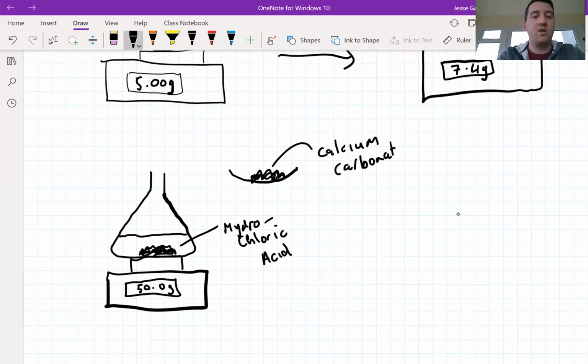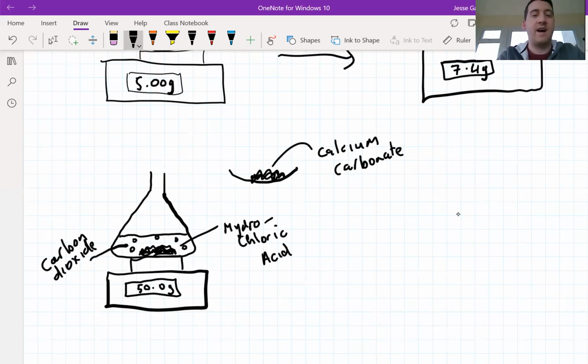Now, during this reaction, what we're going to actually get when the reaction between calcium carbonate and hydrochloric acid happens is we're going to get bubbles. We're going to get this fizzing produced in the flask. And that's because one of the products produced in this reaction is a gas. Oh, no, not hydrogen gas, sorry. It's a different gas. It's called carbon dioxide.